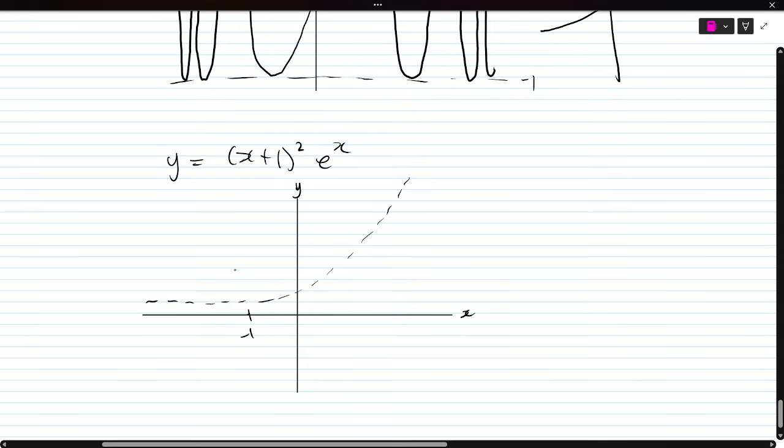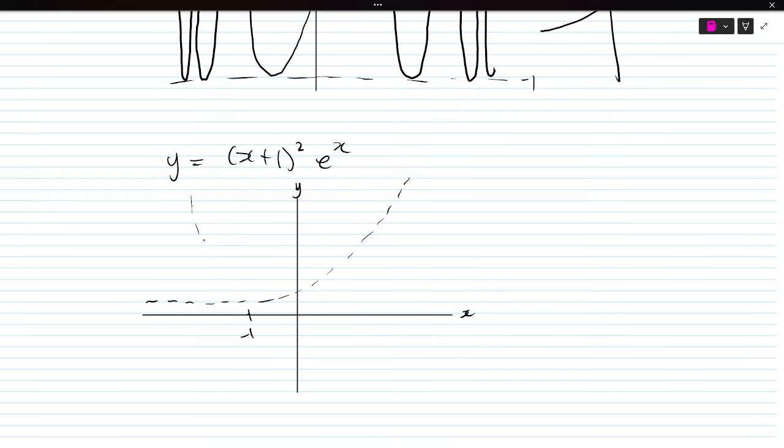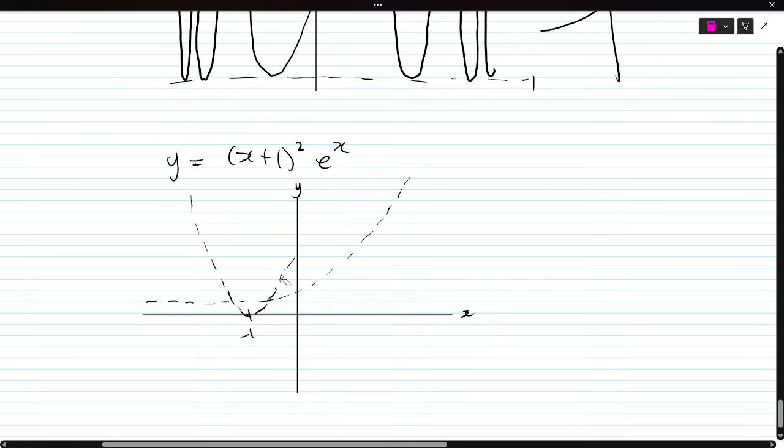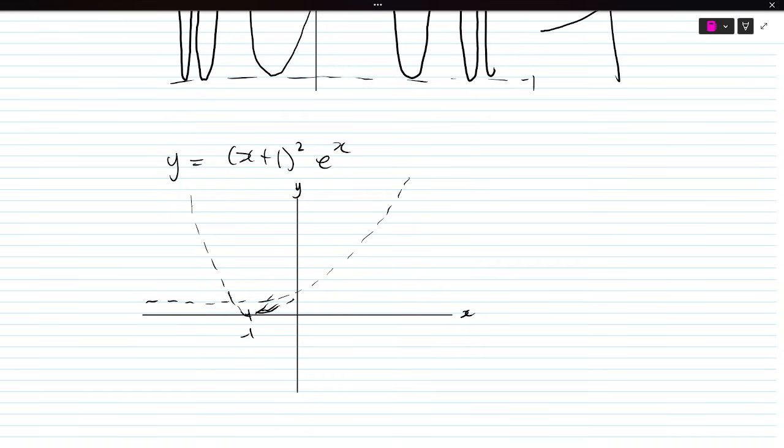And my x plus 1 squared graph should look like this. When does it cross the y-axis? When x is equal to 0, so y is equal to 1. So it should cross the y-axis at the same point the e to the x graph crosses the y-axis. So it's more something like this.